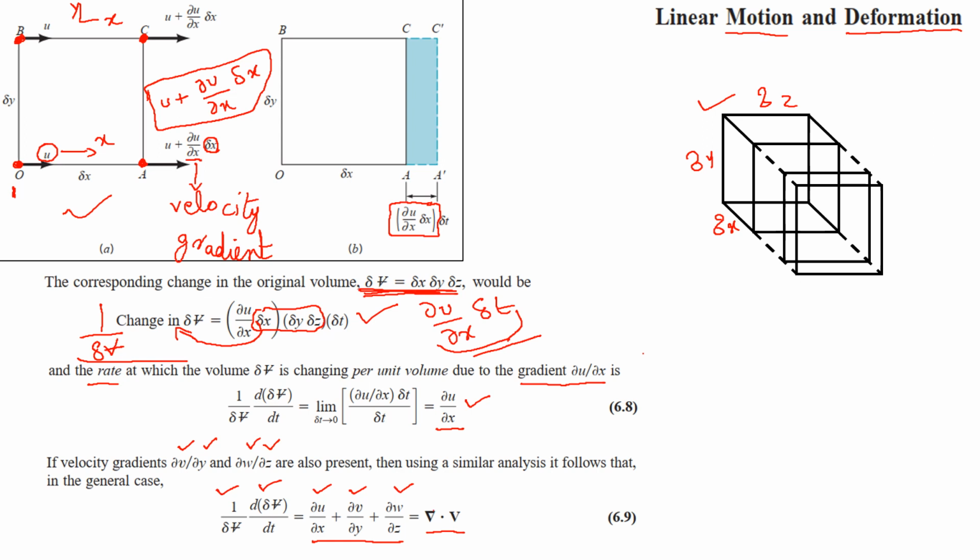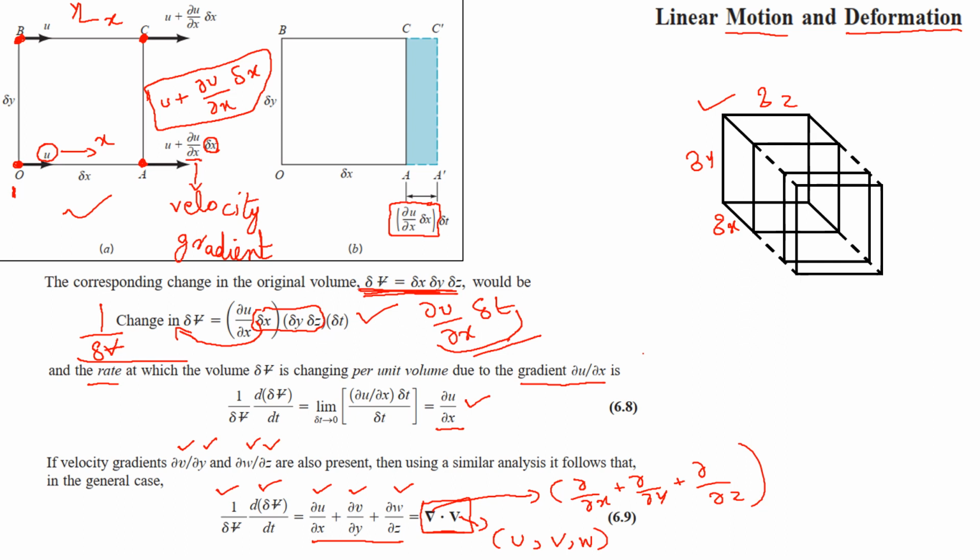This is the del operator. This del operator contains all the partial terms: partial over partial x plus partial over partial y plus partial over partial z. This is what the del operator contains, and this velocity vector V represents all the components of the velocity, that is u, v and w. So we can separate these two and write it in a more generalized form.